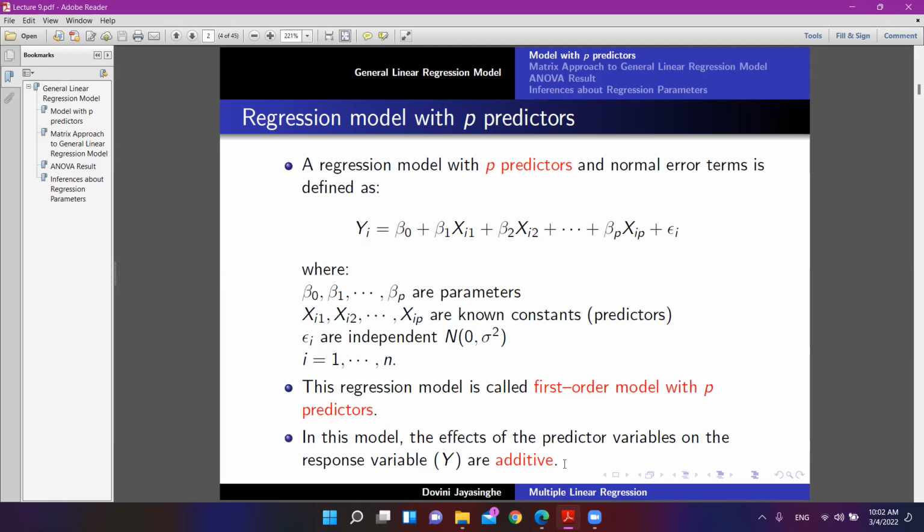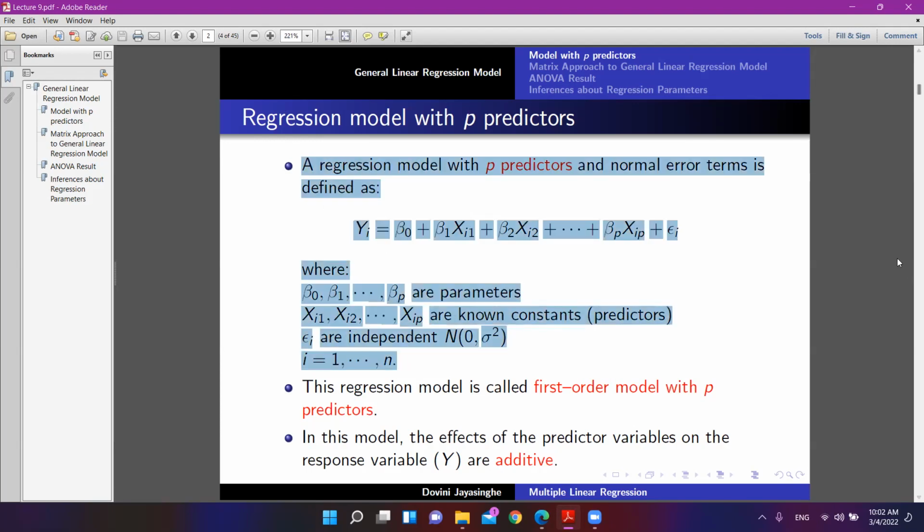In this model, the effects of the predictor variables on the response variable y are additive. It's not multiplicative. Why? We don't have multiplications of x's here. It is an additive model. Anyway, to define a regression model with P predictors, you have to write from here to here. That's it.